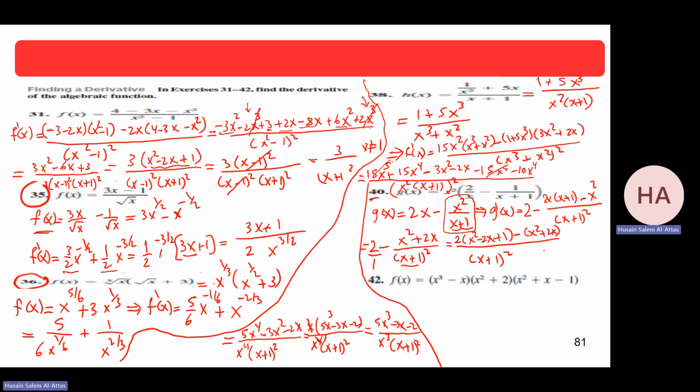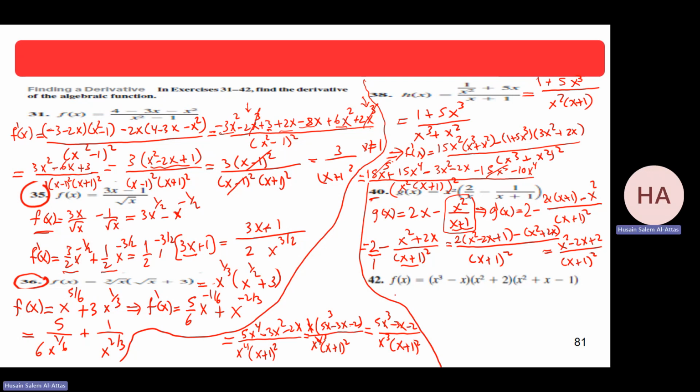So the final answer is what? We have 2x squared minus x squared, that is x squared, minus 4x minus 2x, that is minus 2x, and I have plus 2, all over x plus 1 all squared. Okay.